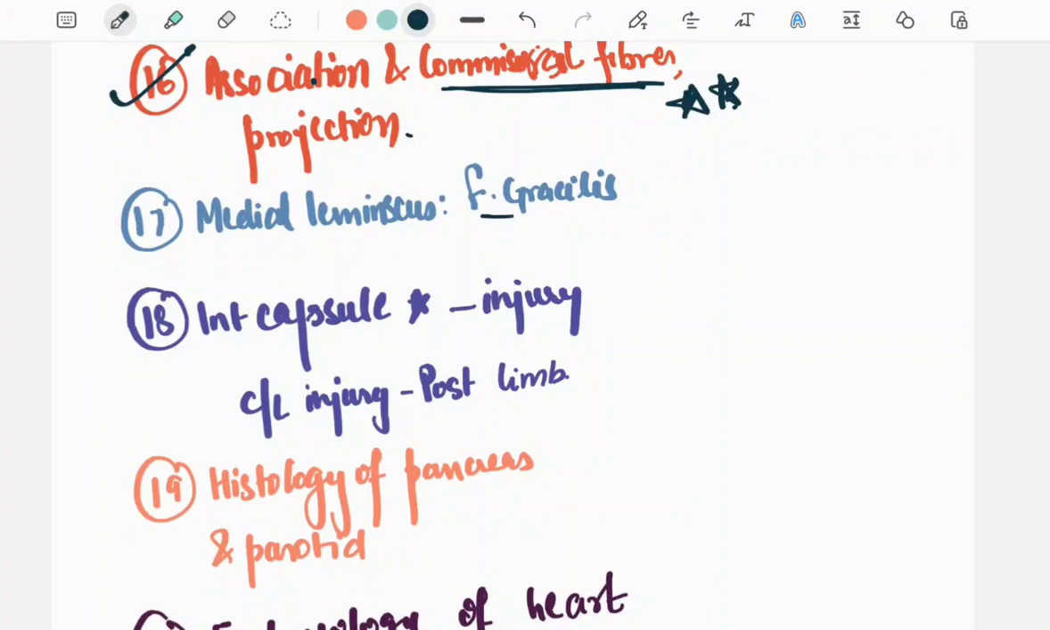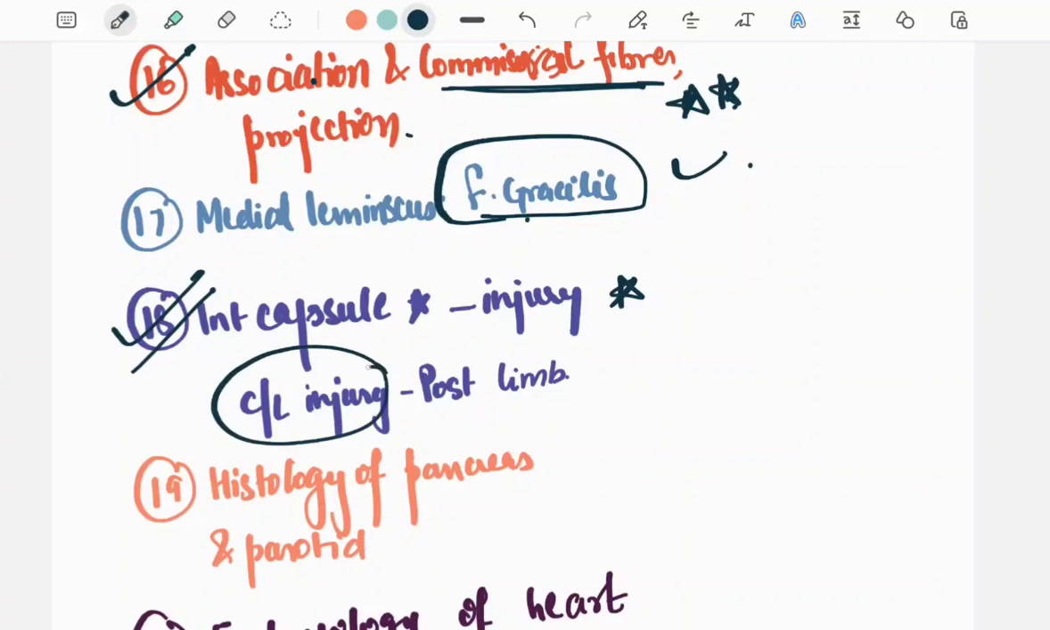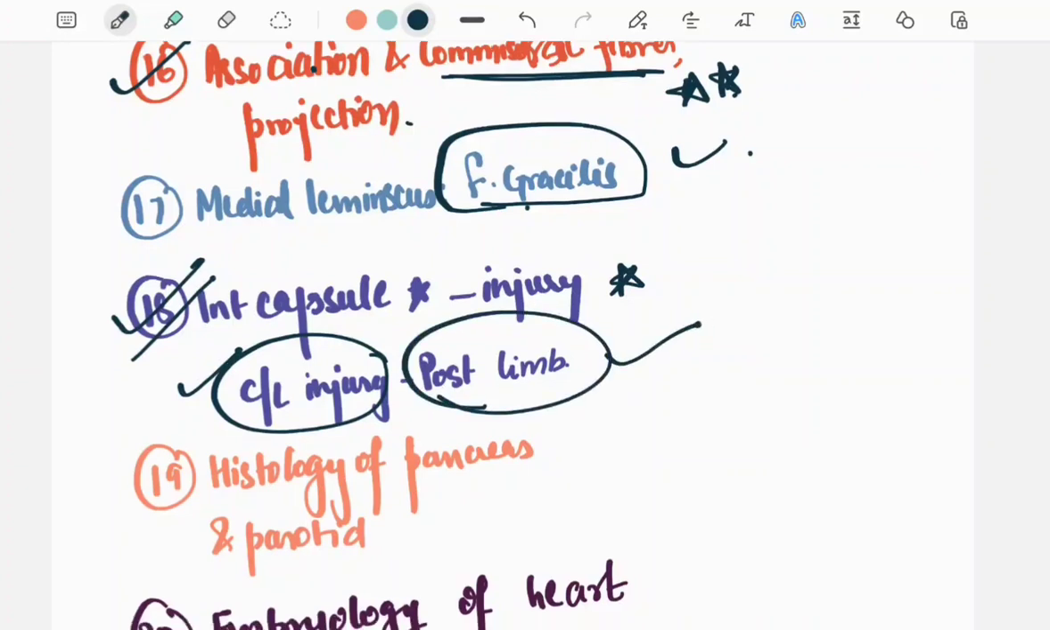Then medial lemniscus, gracilis is related to it. Then internal capsule injuries, you should know, like in that exam what it was related, which part of internal capsule will cause contralateral injury, hemiplegia. That was posterior limb of internal capsule.